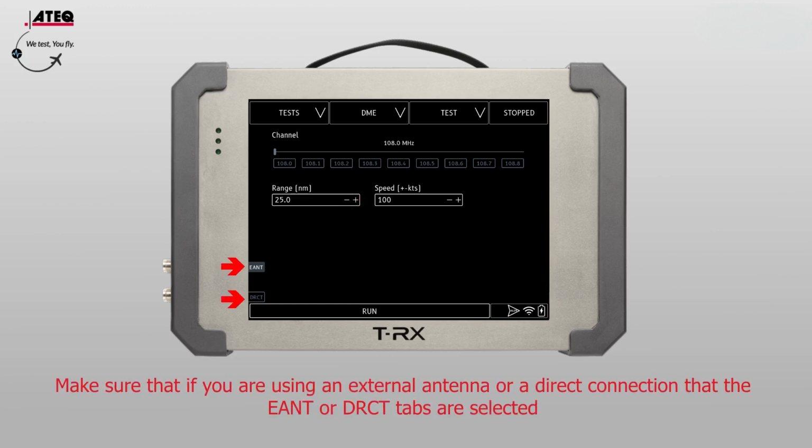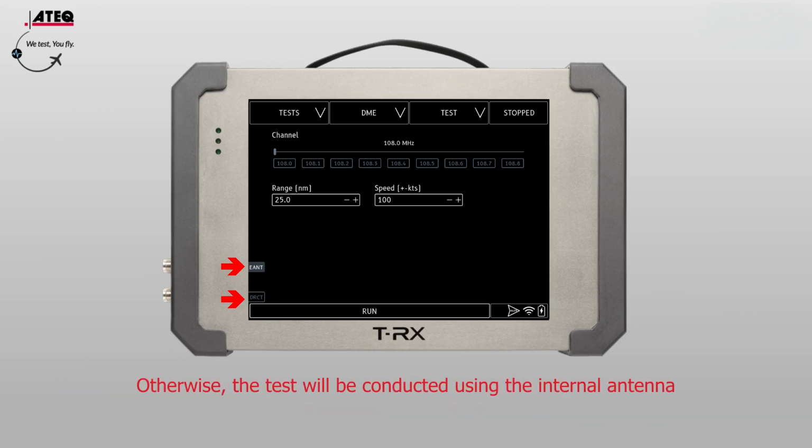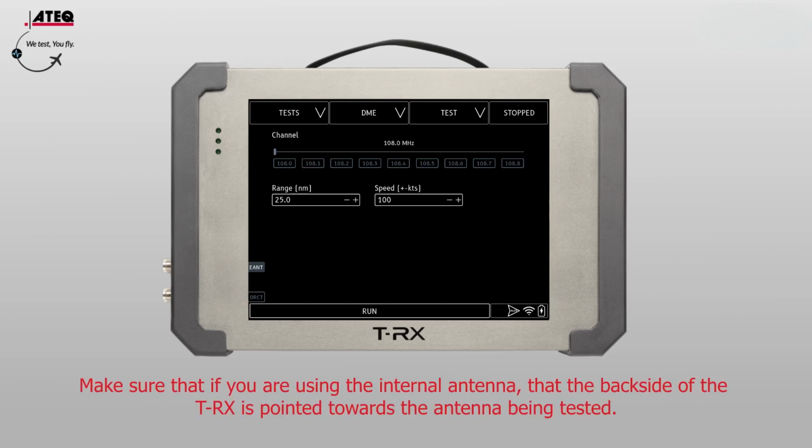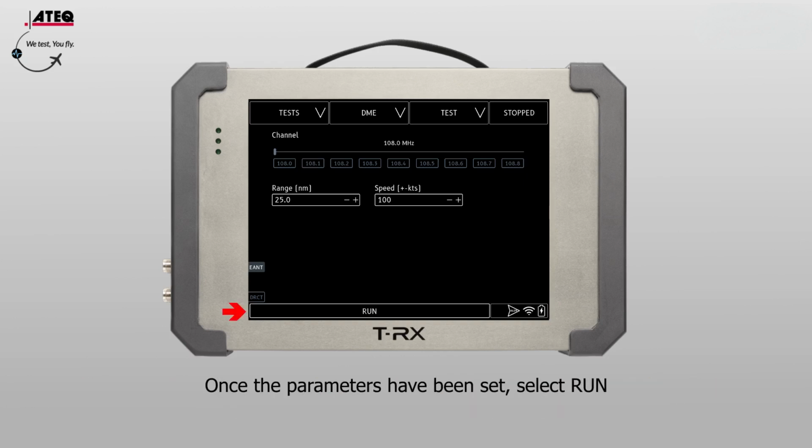Make sure that if you are using an external antenna or a direct connection that the EANT or DRCT tabs are selected. Otherwise, the test will be conducted using the internal antenna. Note that an antenna coupler should only be attached to the direct connection port. Make sure that if you are using the internal antenna, that the backside of the T-Rex is pointed towards the antenna being tested. Once the parameters have been set, select Run.